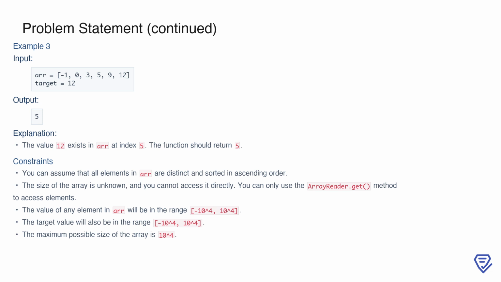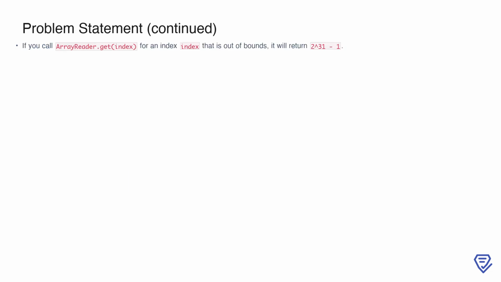This sorted nature is something we can leverage to design an efficient solution. However, the primary challenge lies in the fact that the size of the array is unknown, and you can only access values through the ArrayReader interface. There's one more critical detail about the arrayReader.get method. If you attempt to access an index that is outside the bounds of the array, the method will return the value 2^31 - 1. This serves as an indicator that you've gone beyond the array's limits.